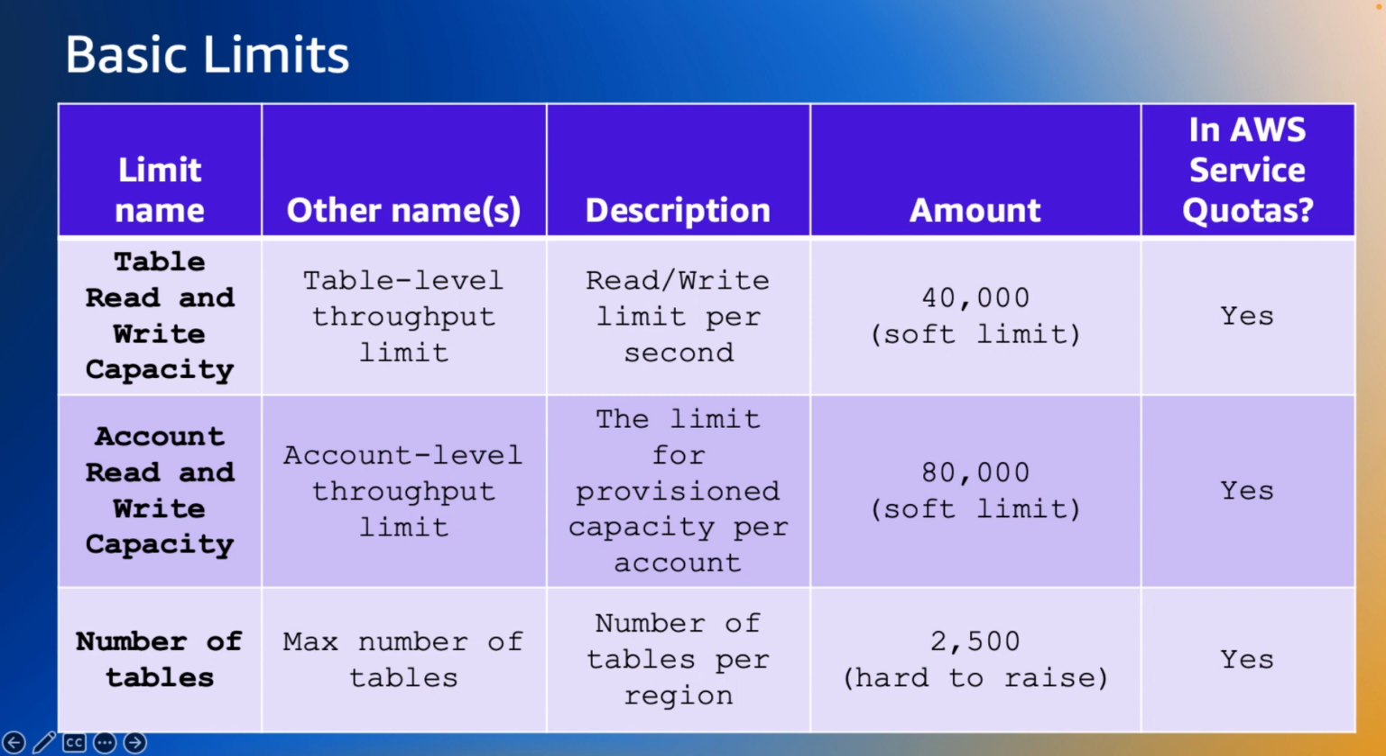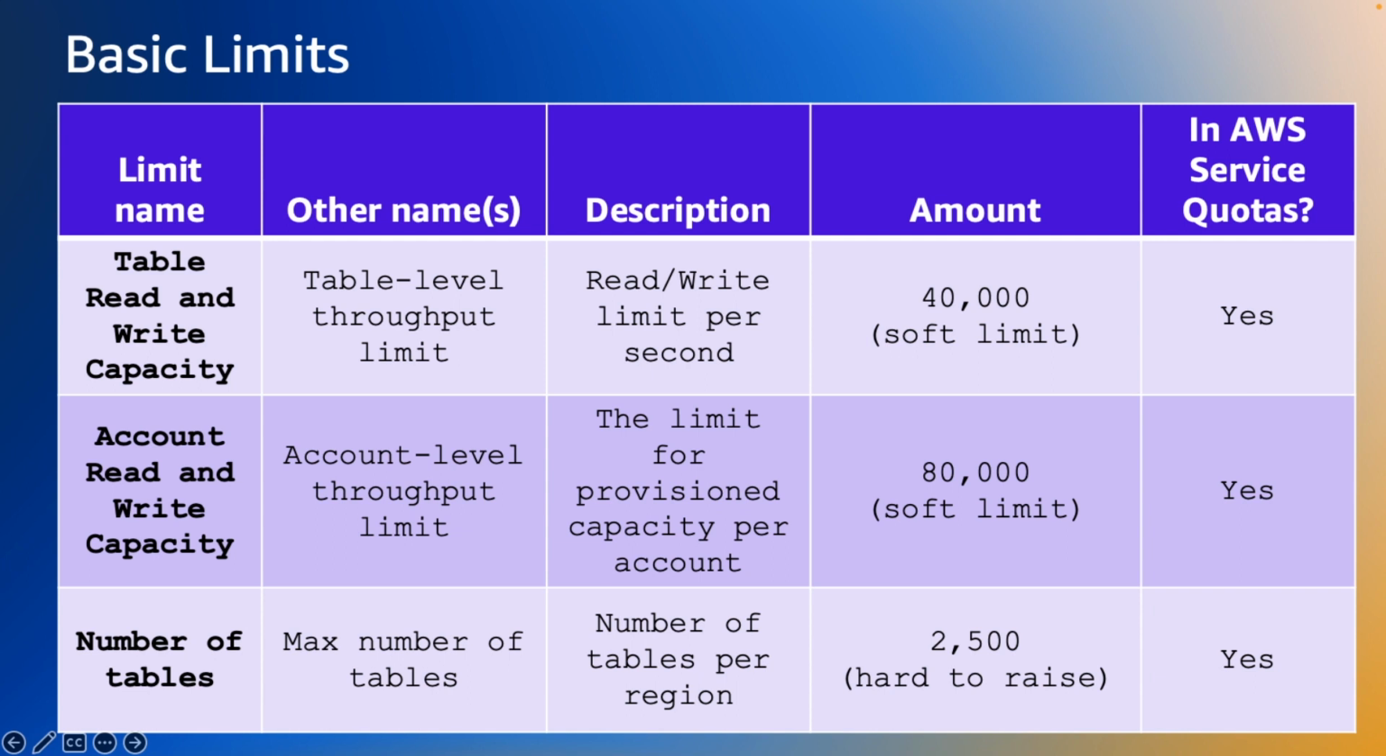You can go up as high as you want, as high as you're willing to pay for. When you make a service quota, service limit increase request, please be very reasonable. If you need 1 million units, we'll get it to you. But if you just need 100,000, just request 100,000, either read or write, or read and write, whatever you need, and we will process that for you. These limits are available in AWS service quotas.